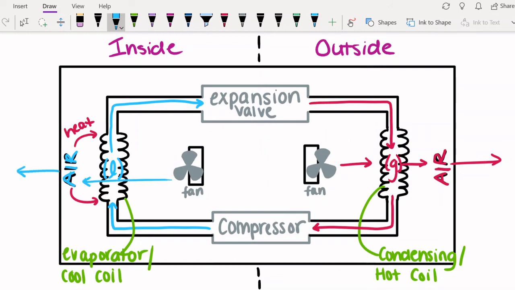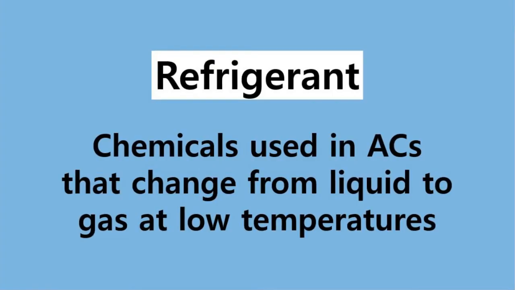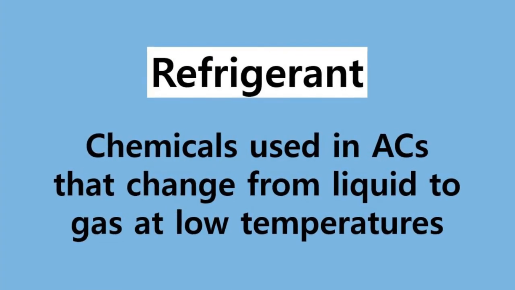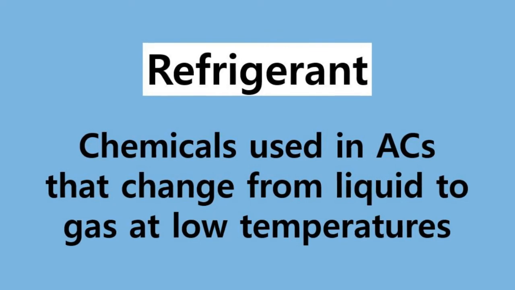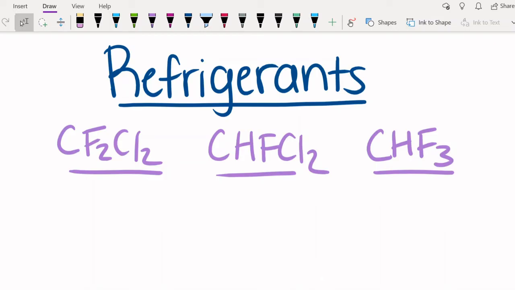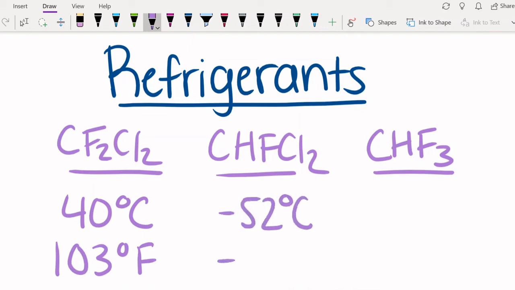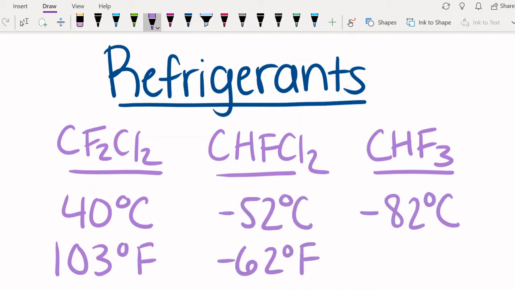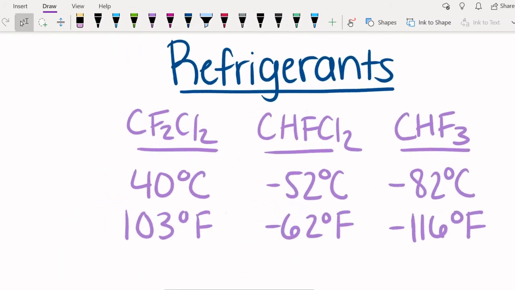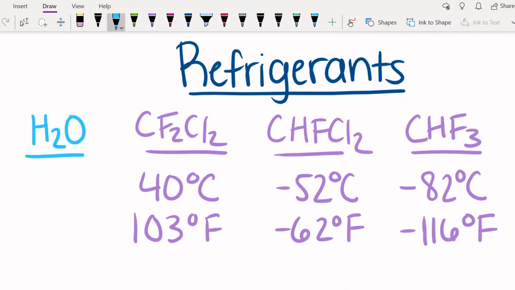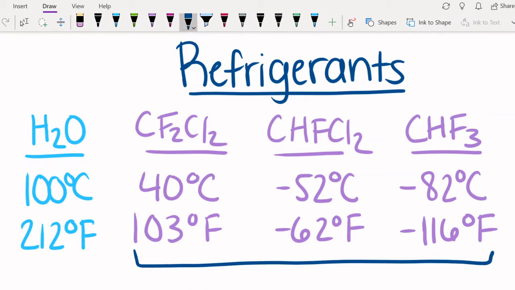Now, you may be wondering, what is refrigerant? Refrigerants are the chemicals used in air conditioners that change from liquid to gas at low temperatures. This means that refrigerants have a low boiling point. All of these commonly used refrigerants have really low boiling points. For comparison, water has a much higher boiling point of 100 degrees Celsius. The low boiling point means that it's easy to convert these chemicals from liquids to gases. The process doesn't take a lot of energy, which makes them good refrigerants.